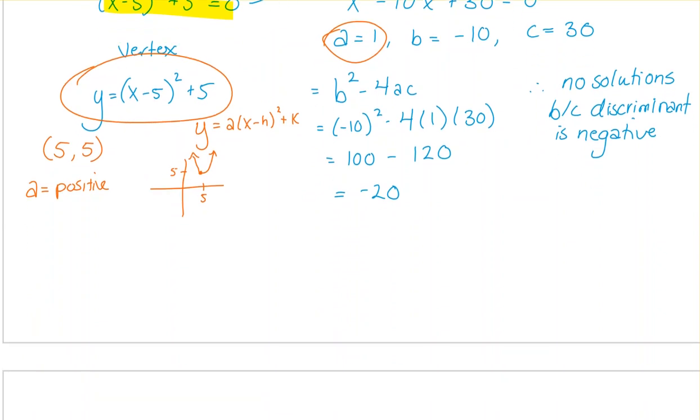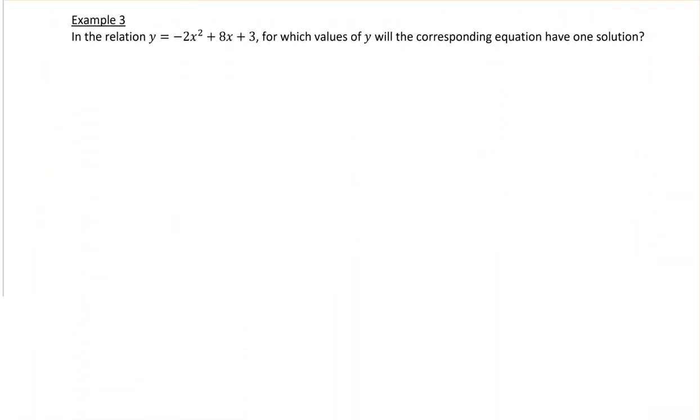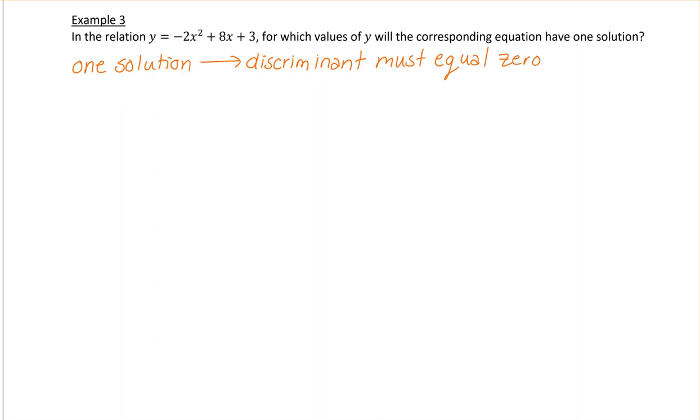We have one more example here, and let's get that now. It says, in this relation, y equals negative 2x squared plus 8x plus 3, for which values of y will the corresponding equation have only one solution? Let's remember something. If we have one solution, that means our discriminant must equal 0.